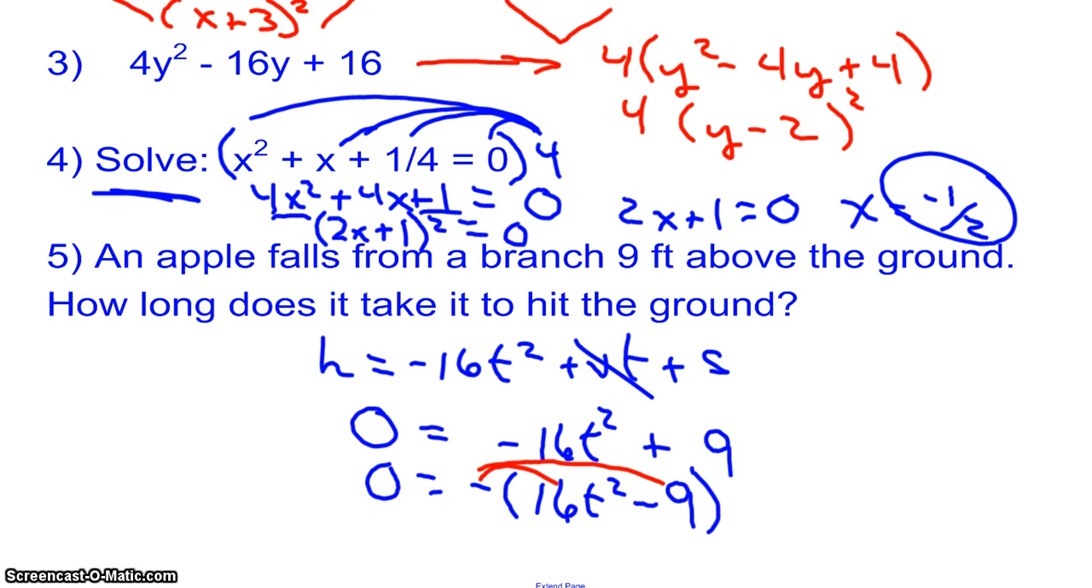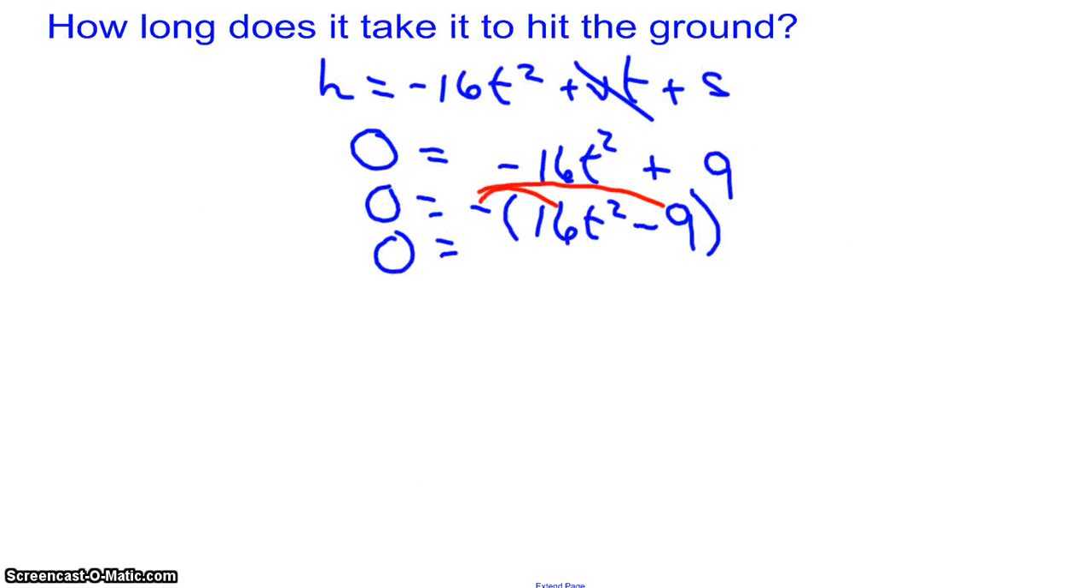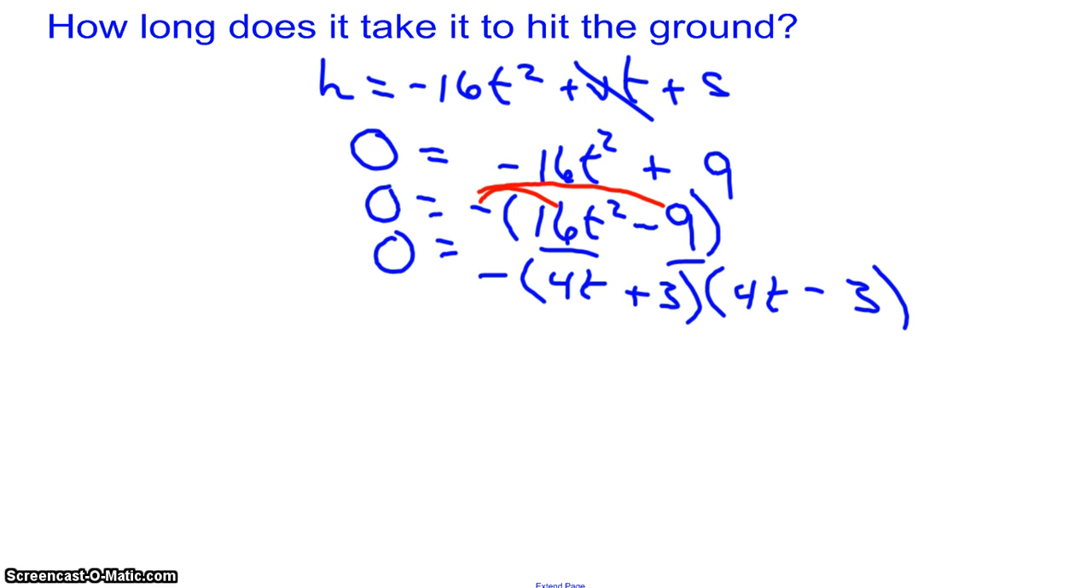Is this the difference of two perfect squares? So we're going to pull a pattern out, right? We're going to get negative times the sum and difference pattern. We're starting from a binomial here, so we end up with a bigger, wider factorization. What is the square root of 16t squared? 4t, right? And what's the square root of 9? 3. So we have 3 here and 3 here. And what will the signs be? Sum and difference. Good job.